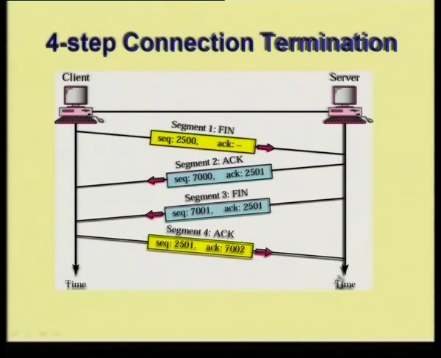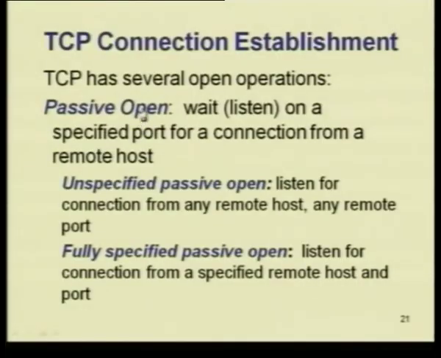Now we will take a look at the entire state transition that takes place for this connection setup and for connection termination. So let's look at what TCP does for this. TCP actually has several open options. When TCP opens a connection, it can either do a passive open or an active open. Let's look at what we mean by passive open. TCP opens a connection and waits on a specified port for a connection to come from a remote host. This is referred to as a passive open.